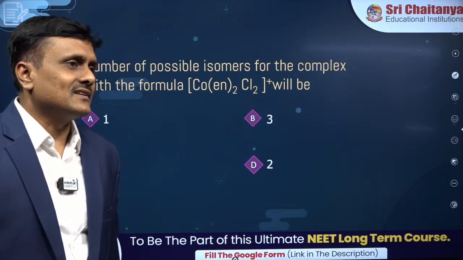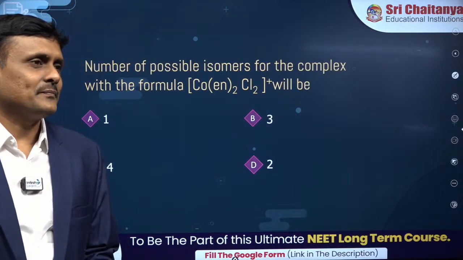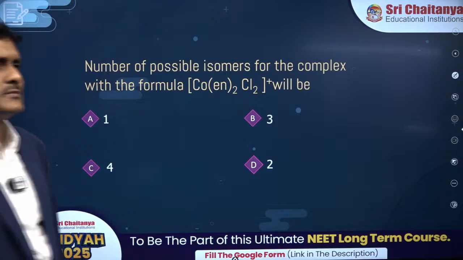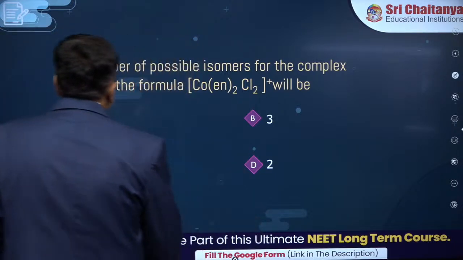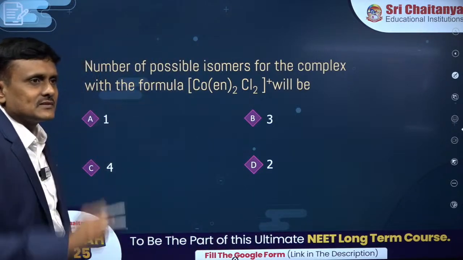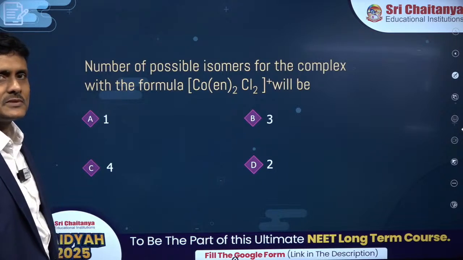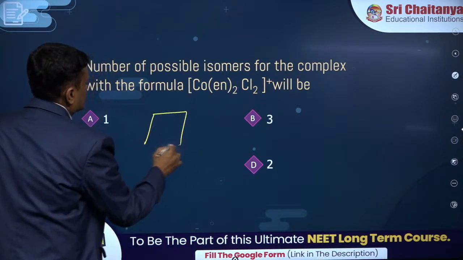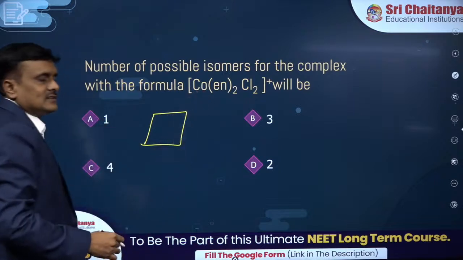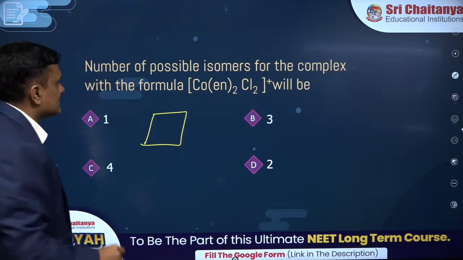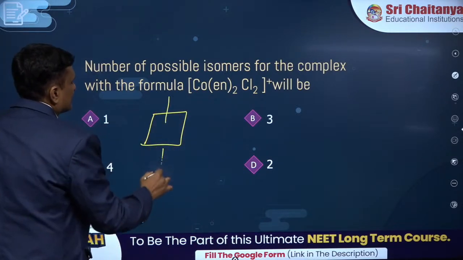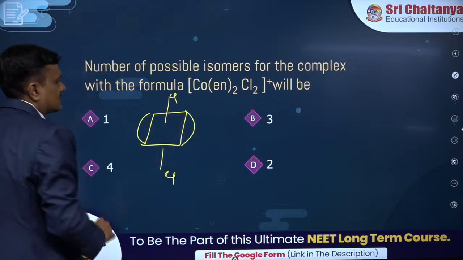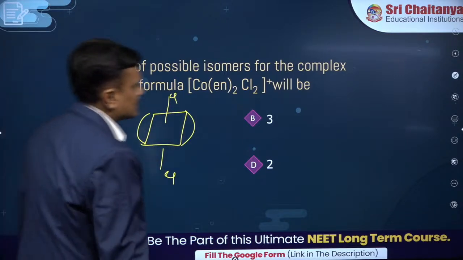Fantastic. D and L. That's so brilliant. No, facial and meridional isomers are not there here. That comes in MA3B3, buddy. You have read too much. Now listen, what will happen when you are drawing the structure? You can see that you will be writing cis and trans, isn't it? You know that Cl, ethylene diamine. Now over here, you can see what is happening.